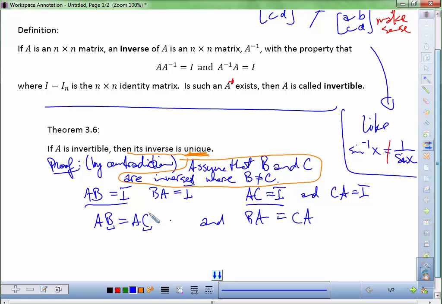Multiply on the left by something. Well, we have to be careful about using the word divide. So let's multiply the left side by the inverse. We're assuming here that the inverse does exist, by the way. So let's assume that the inverse exists, and let's multiply both sides by A inverse that we know exists.